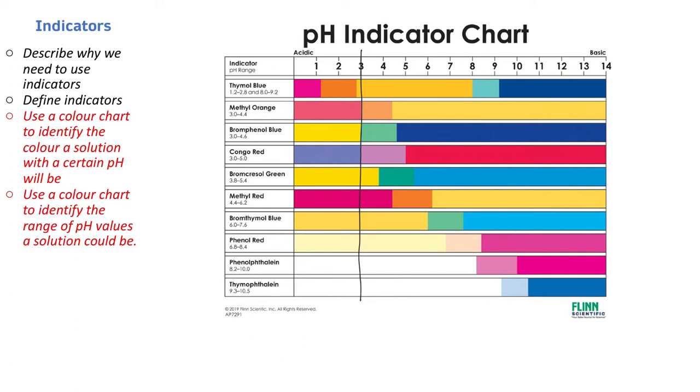Or you might be asked, what color are these solutions at pH 9? At pH 9, you'd say bromophenol blue is blue, or bromothymol blue is light blue, or phenol red is pink at pH 9. So you use a color chart to identify what color something will be at a certain pH.